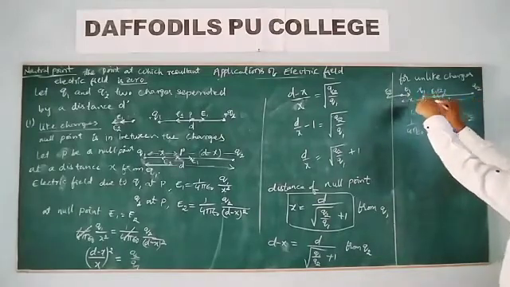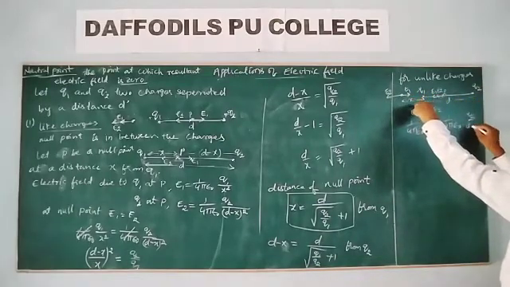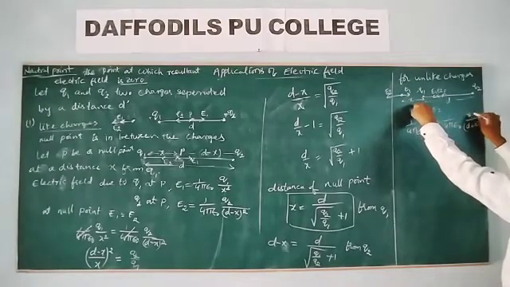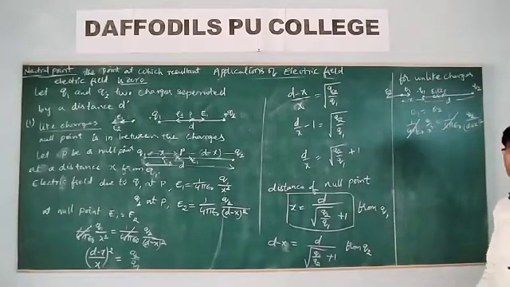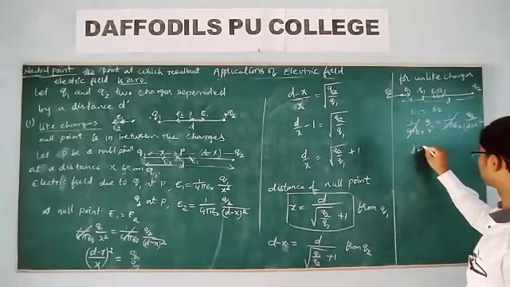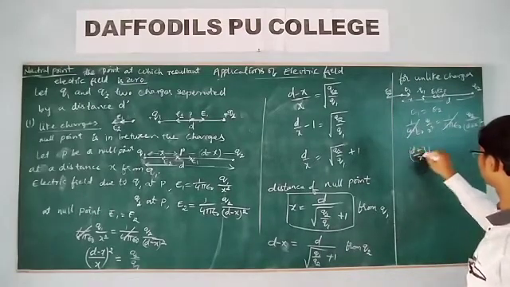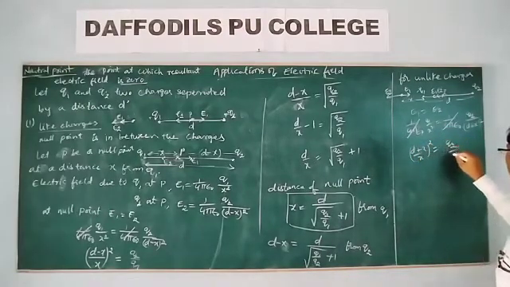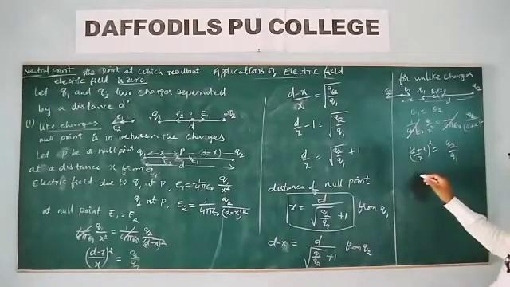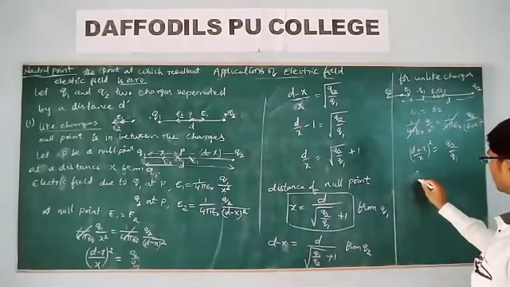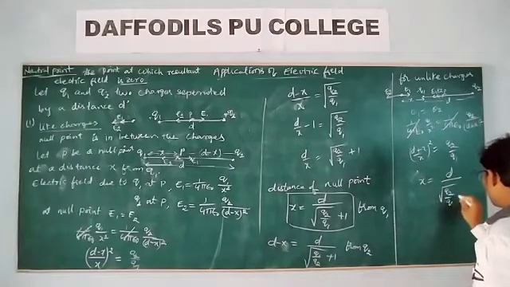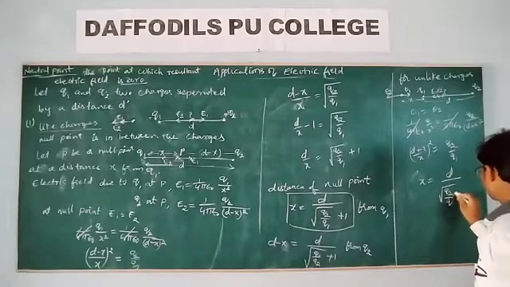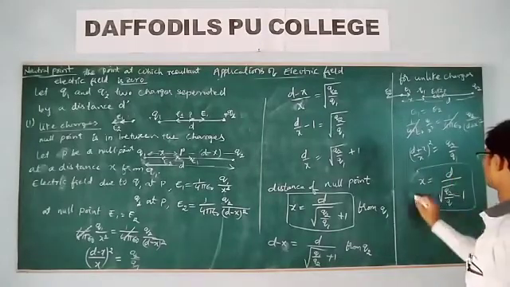Here it is D. Then what is this one? X. Then what is the resultant? D plus x whole square. Then 1 by 4 pi epsilon naught cancels. Let me do (D plus x) by x, same as the previous one, whole square is equal to Q2 by Q1. Then what you get here? D, let me write directly, x is equal to D by root over Q2 by Q1 minus 1. Is it okay?